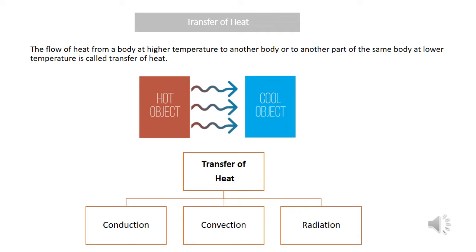You can see in the figure, from the hot object heat is getting transferred to the cool object, isn't it? Now how is heat transferred? Heat is transferred in three ways. There are three methods for the transfer of heat. First one is conduction, second is convection, and third is radiation. So transfer of heat takes place by three methods: conduction, convection and radiation.